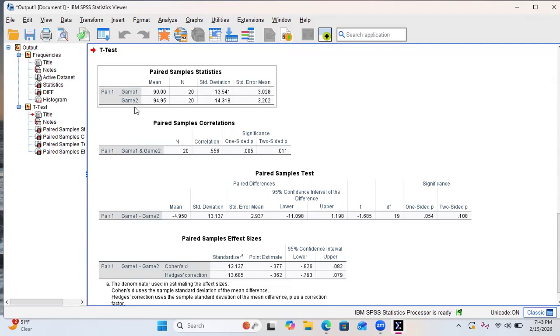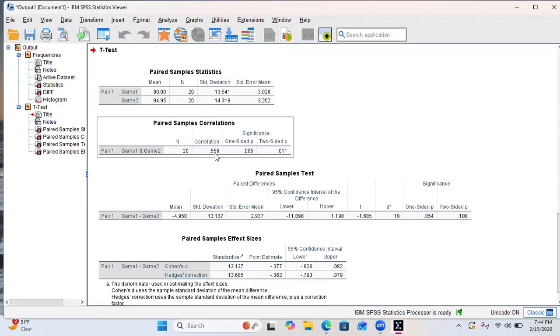When looking at this, we have game one, the mean was 90. So this was before the coaching session has started. Then we have game two, and that mean is almost 95. It's 94.95, almost 95. So right off the bat, I can see there's not a huge difference in the mean between game one and game two. I'm also looking at the standard deviation, and the deviation is already at 13.5. And then looking at game two, it's at 14.3. So there's not a huge difference in the standard deviation from game one to game two.